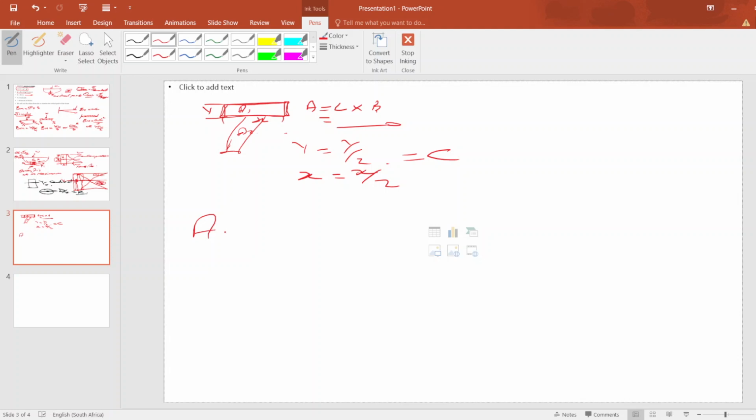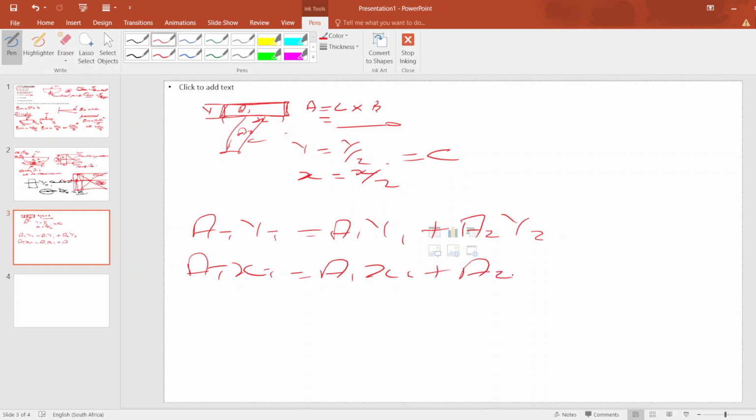moment. Area total times yt equals area 1 times y1, plus area 2 multiplied by y2, whereby you need to then consider the second area there in calculating what? The centroid. Or it will be area total times x total equals area 1 times x1, plus area 2 times x2, because your centroid is made up of your y and x, right?